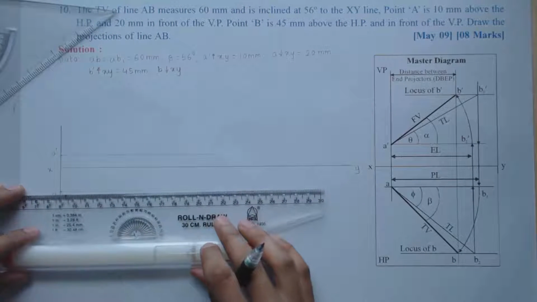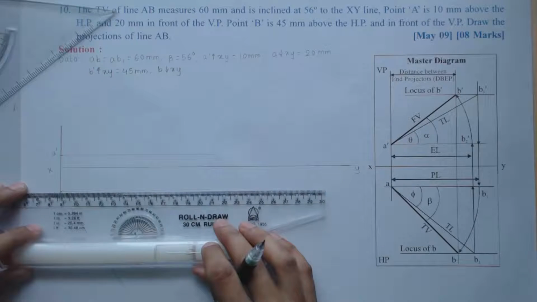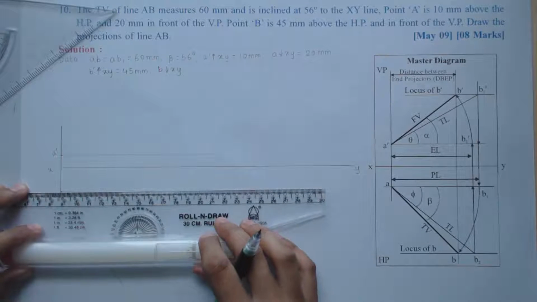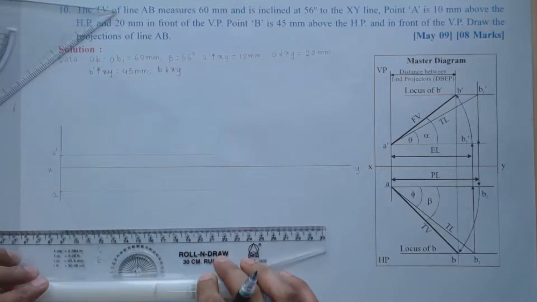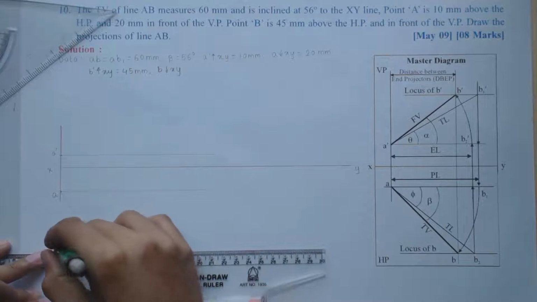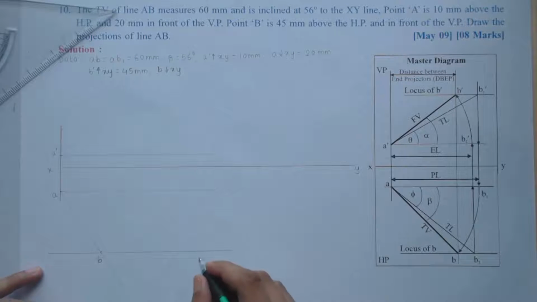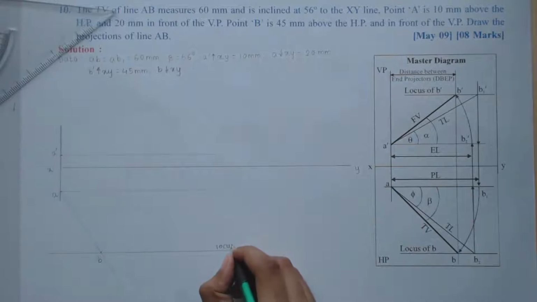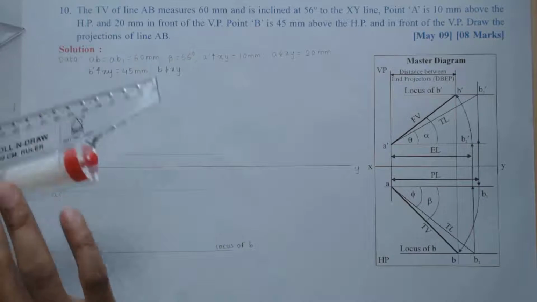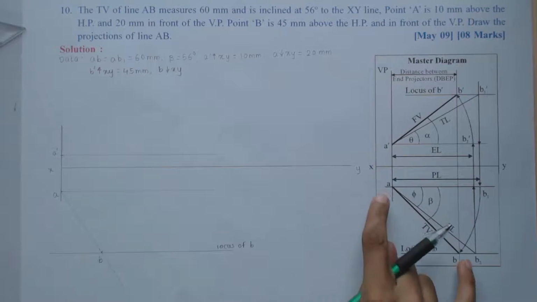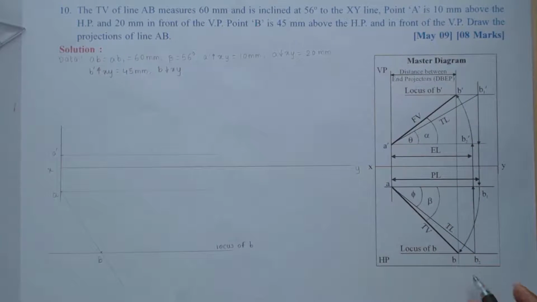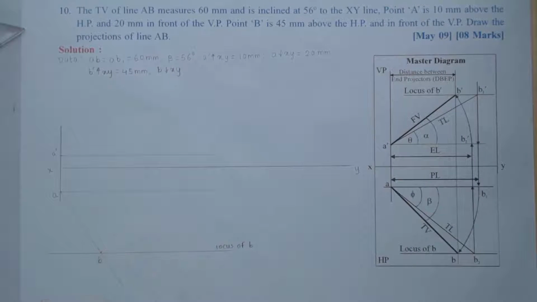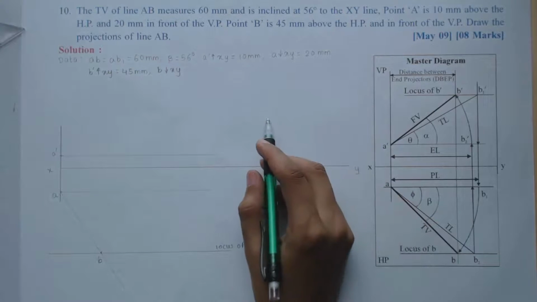From point B, I can draw a horizontal line which will give me the locus of B. So this line gives me the locus of B. Now here the true length is not given for that line, so we can't mark the true length on the locus to get the point B2. So we need some other data.